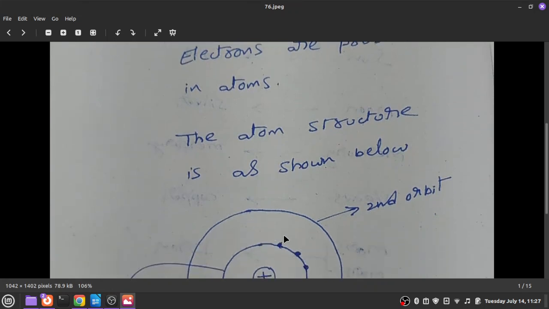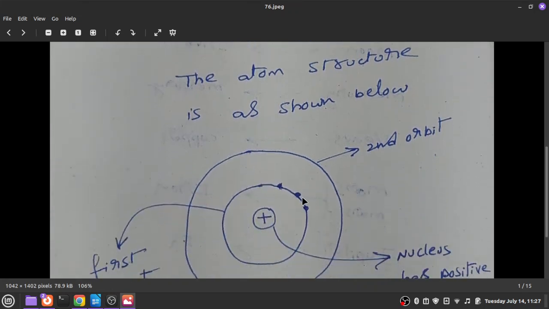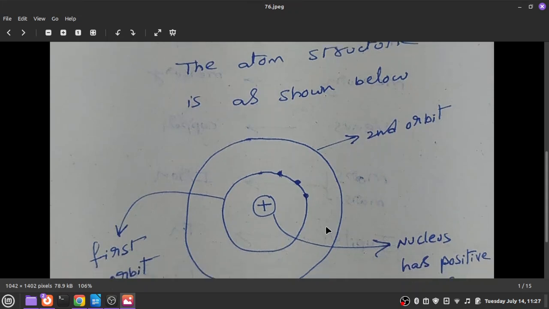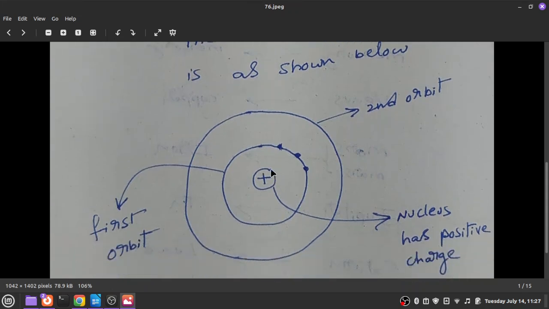The atom structure is as shown below. You can assume an atom in the simplest way as consisting of a center. The center is called the nucleus. The nucleus has positive charge. Just think of our atom as consisting of a nucleus, and the nucleus is having positive charge.